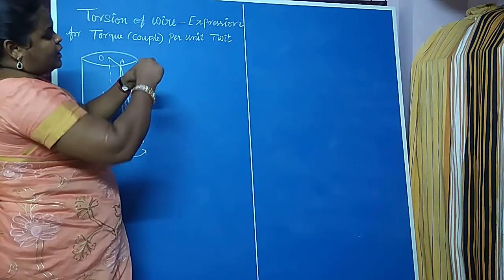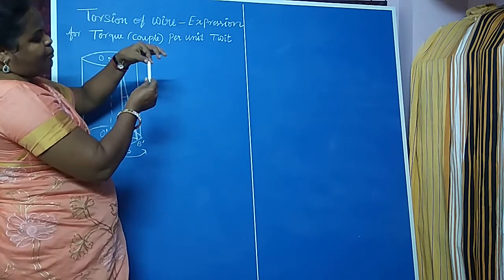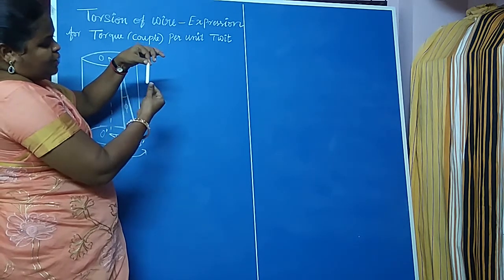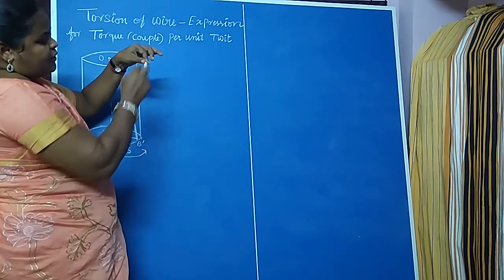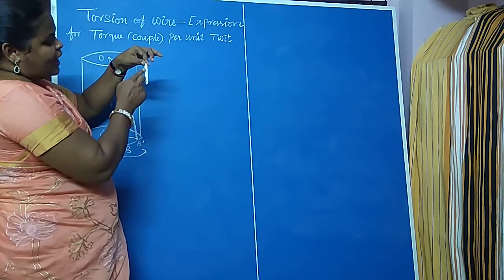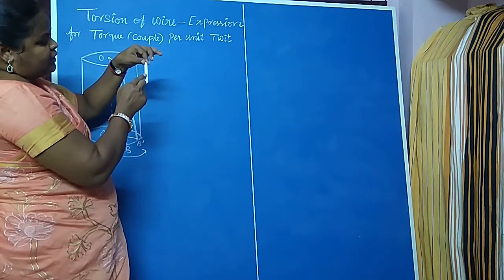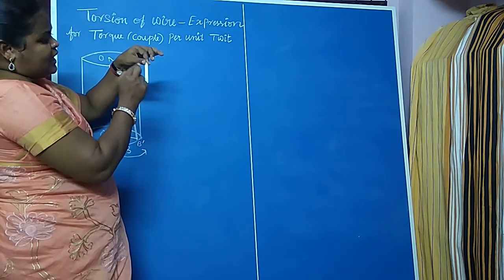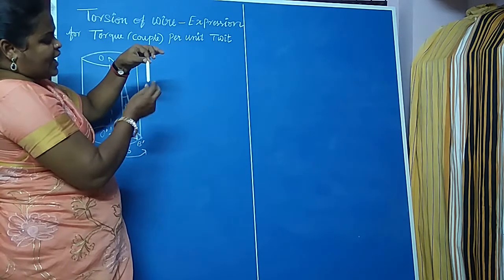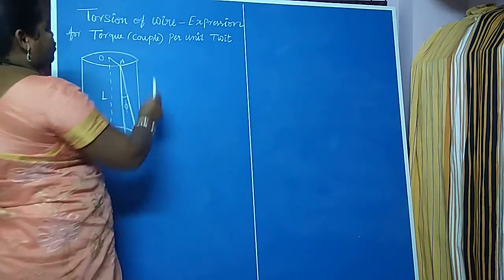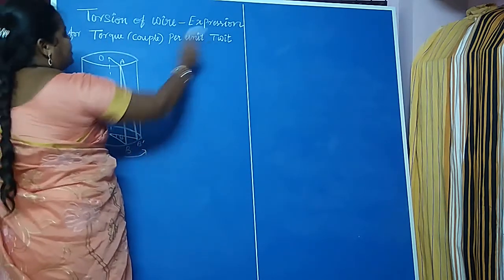In this wire, the top end of the wire is clamped and the bottom end is twisted. A twisting force is applied. What will happen? The wire gets twisted. A restoring couple is created inside the wire. This restoring couple is equal but in opposite direction to the external twisting couple. Now we are going to find out the torque per unit twist.